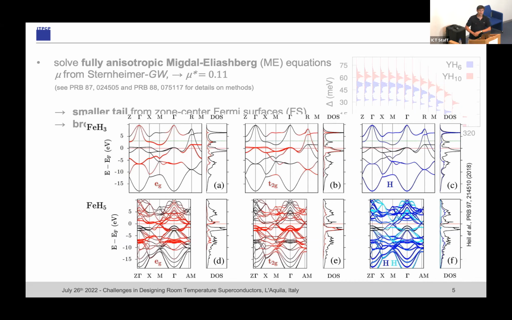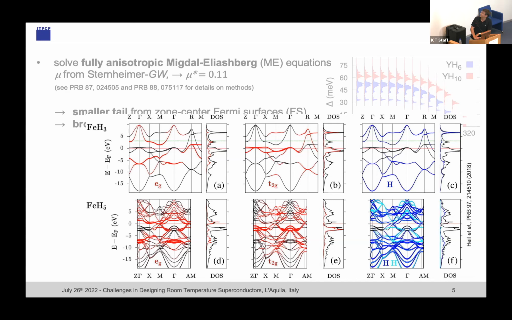So this is actually something that I didn't want to show you, but I put it in today because we were talking about why we need hydrogen bands at the Fermi level, and this would be the example of iron hydrides that have been measured in experiment, and at least the structure was measured, and it was proposed that they could be very good superconductors, actually high TC superconductors.